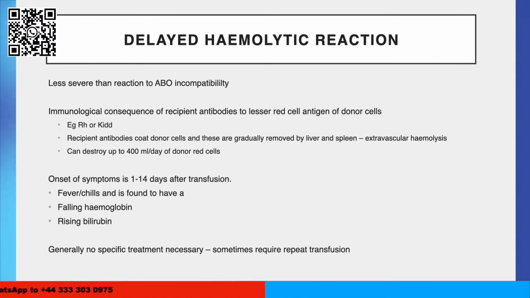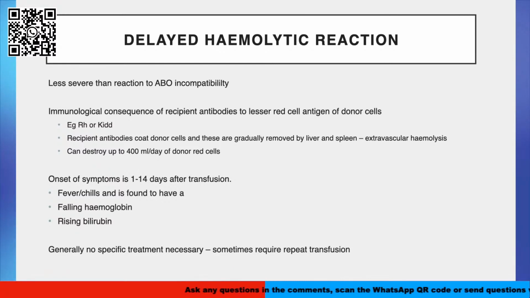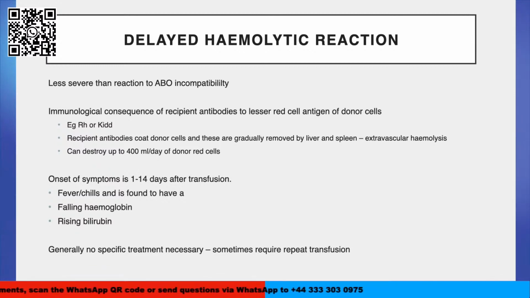Delayed hemolytic transfusion reactions. These are less severe than a reaction secondary to ABO incompatibility, and it's due to the immunological consequences of recipient antibodies to lesser red cell antigens of donor cells, so for example rhesus or Kell. The recipient's antibodies will coat the donor cells. These are then gradually removed by the liver and spleen, so this is extravascular hemolysis, and it can lead to the destruction of 400 mls per day of donor red cells.